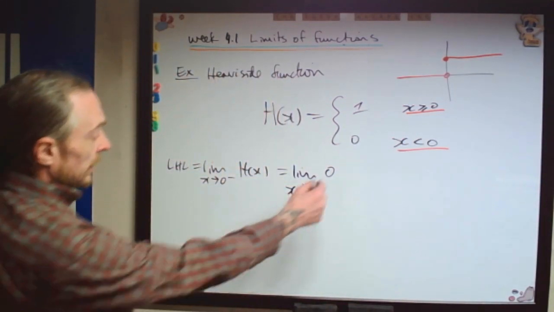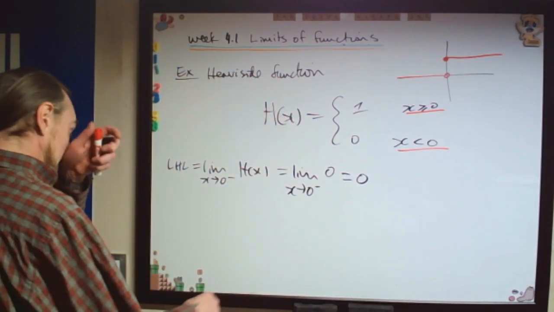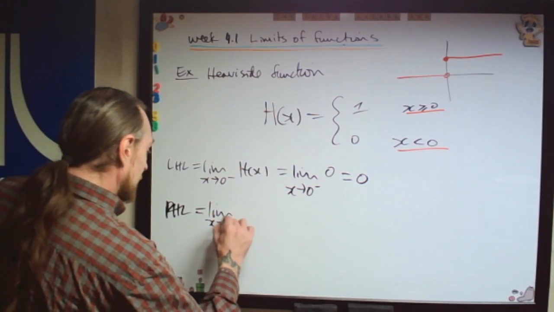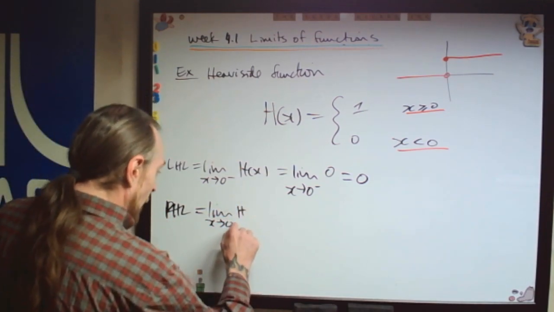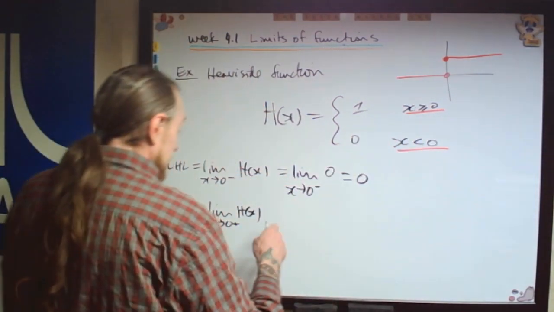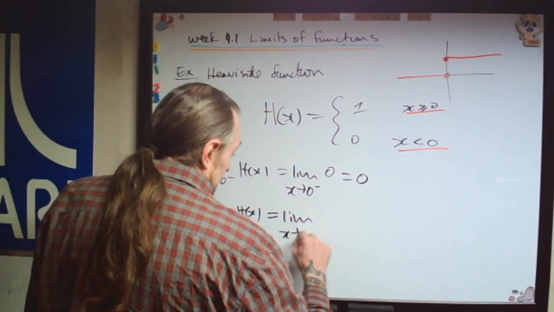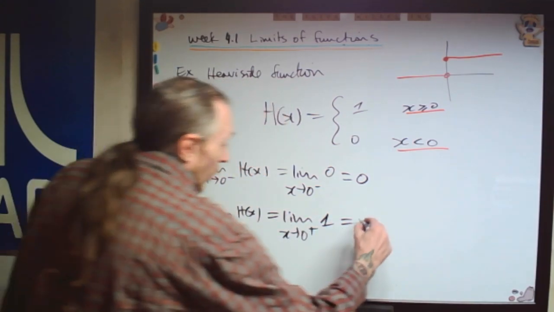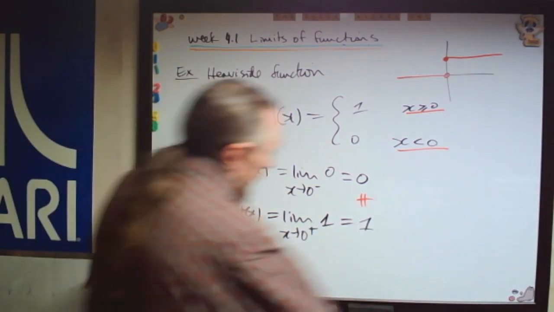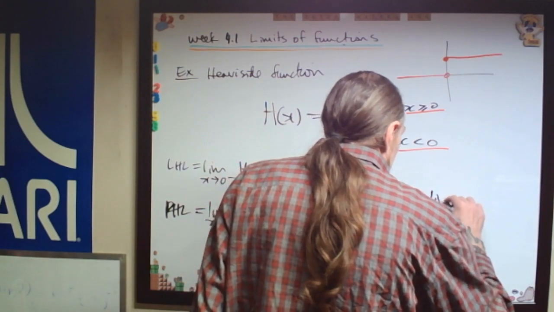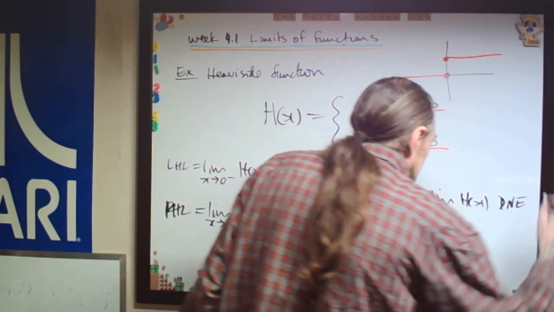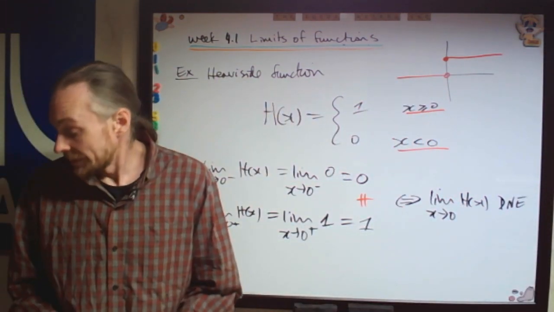Okay, which is just 0. The right-hand limit is equal to the limit as x approaches 0 from above of h of x. Which one do we pick? Now we're above 0, so I pick the one that's just a 1. So this will be the limit as x approaches 0 from above of just 1, which is 1. Because these don't equal each other, we can say, if and only if, the limit as x approaches 0 of h of x does not exist. The left-hand limit doesn't equal the right-hand limit, therefore it doesn't exist.